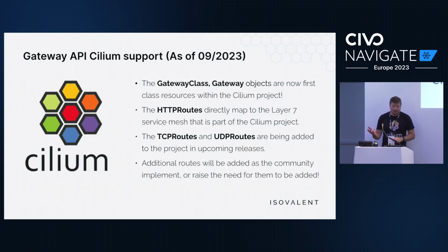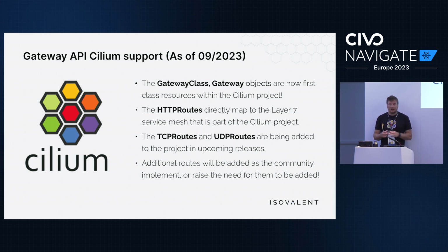From a Cilium perspective, Cilium is a maintainer of the Gateway API project. We have a number of the engineering team focused on developing on that. The Gateway class and the Gateway objects are first-class citizens in there, and from an on-prem perspective, I'll go into what that actually looks like in a second. The HTTP routes all map directly to the service mesh side of things, so it programs the underlying Envoy and things like that. And TCP routes and UDP routes, which are effectively going to start to replace the load balancers that we've been using for quite some time now, are going to be added in upcoming releases shortly.